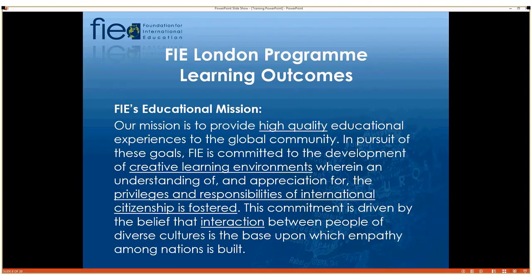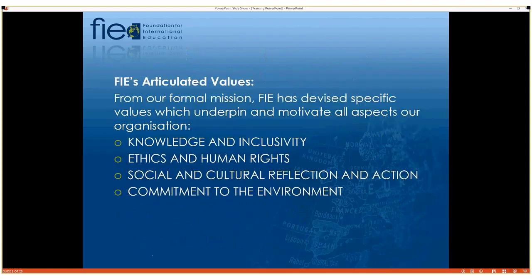As a reminder, FIE's mission makes specific reference to high-quality and creative learning environments, with students aware of their privileges and responsibilities, grounded in intercultural interaction. Our values should also be explicitly measured through FIE courses.